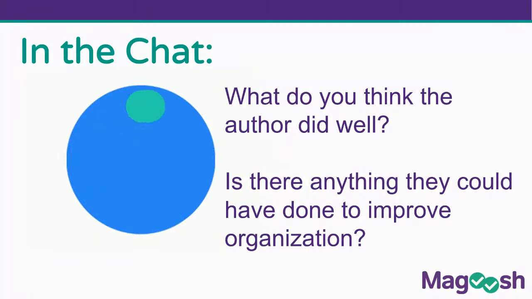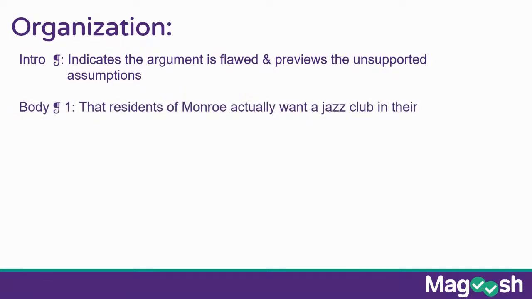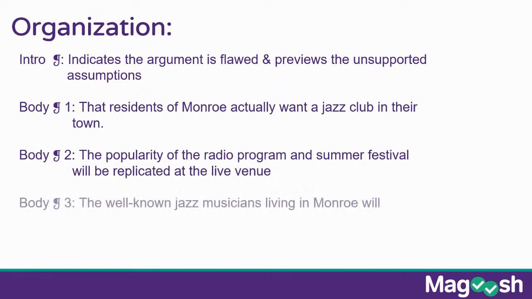All right, so if we look at organization together, again, we're going to go back to kind of a map of the ideas. So there was an introduction, it indicated the argument is flawed, and it previewed the unsupported assumptions that the author then attacked. And then first body paragraph, that was the residence body paragraph. Second body paragraph, that was the one about the popularity. Could it be recreated for the live venue? Third body paragraph, will those well-known jazz musicians have any kind of impact on a club?